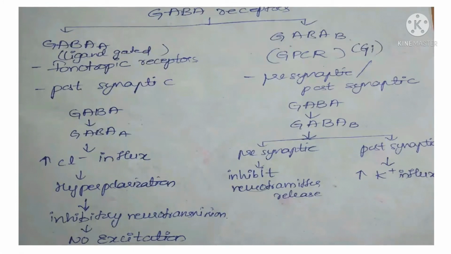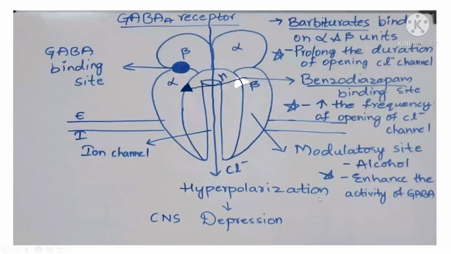Now we'll see the structure of the GABA A receptor. It has two beta subunits, two alpha subunits, and one gamma subunit. This is gamma, this is alpha, beta. The middle one is the ion channel through which the chloride ions pass. First, we'll see the positions of the different sites on the GABA A receptor. The position between alpha and beta is called the GABA binding site.